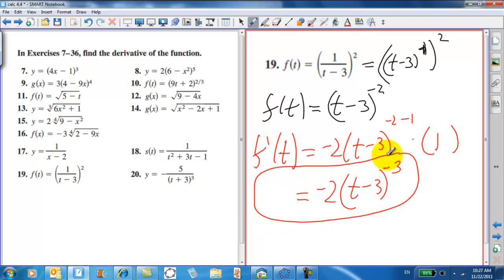And that's fine for a final answer. Some people like to put it in sort of the form of the original question. There were no negative exponents, so they'd write it like this. And now we can see we're going to have an undefined derivative at t equals 3.